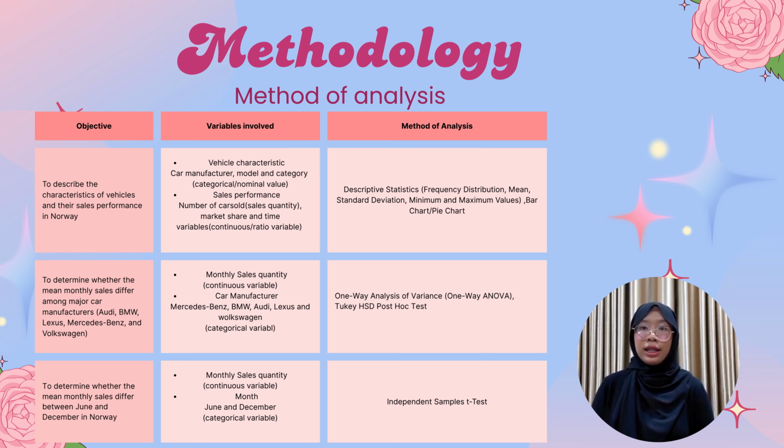Next, method of analysis. To achieve our objective, we use 3 statistical methods. First, descriptive statistics were used to describe the characteristics of the data such as frequency, mean, standard deviation, minimum and maximum values together with charts. Second, one-way ANOVA and the Tukey HSD test were used to compare the mean monthly sales among the 5 car manufacturers. Finally, the independent sample t-test was used to compare the mean monthly sales between June and December.